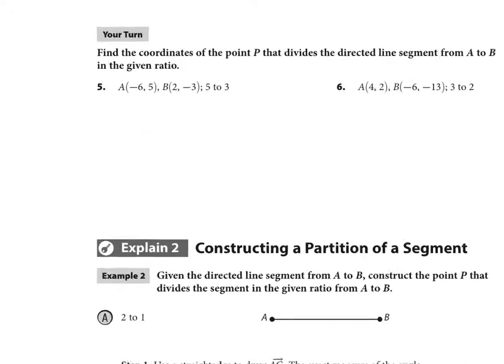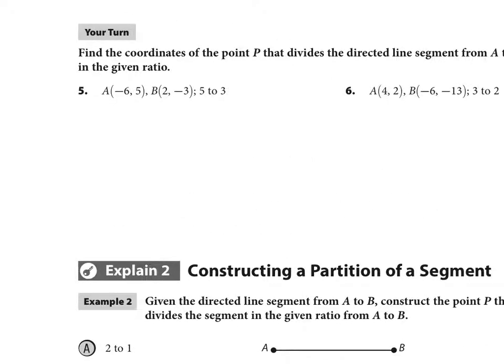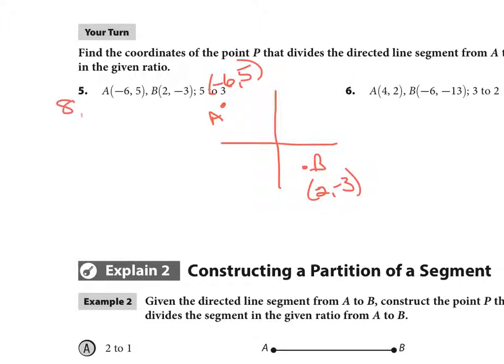Okay, so now turn the page and look at number 5. It says, find the coordinates of P that divides the directed line segment from A to B with a given ratio. The first thing I want to do is just sketch this. So A is over here, -6, 5, and B would be over here at 2, -3. Now, I want a ratio of 5 to 8, which gives me 8 parts.